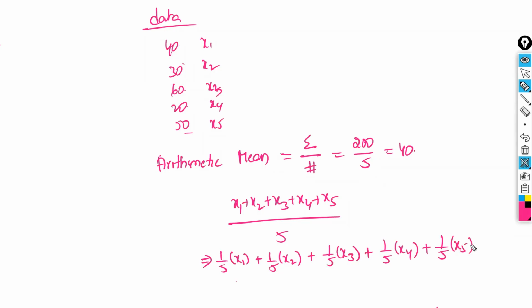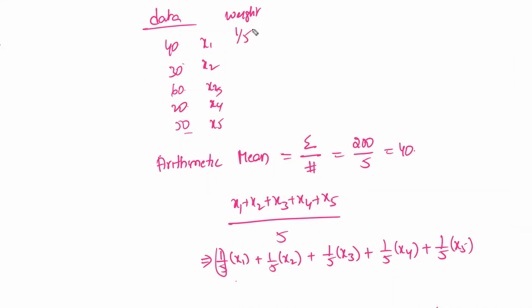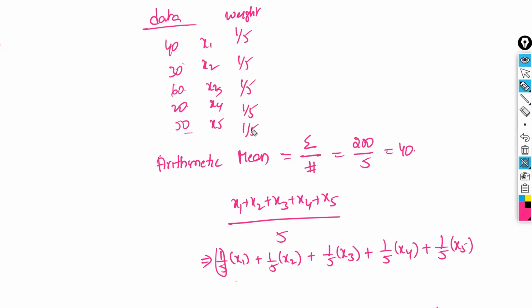Now, what is the meaning of this? 1 by 5 is called the weight. For everything you are giving the same weight, which is equal to 1 by n. That is, 1 by 5 is the weight. For every data point you are giving the same weightage. If the weightages are the same, every data point having the same weightage, then it is called the arithmetic mean. If the weightage of one data point is different, then it is called the weighted mean.